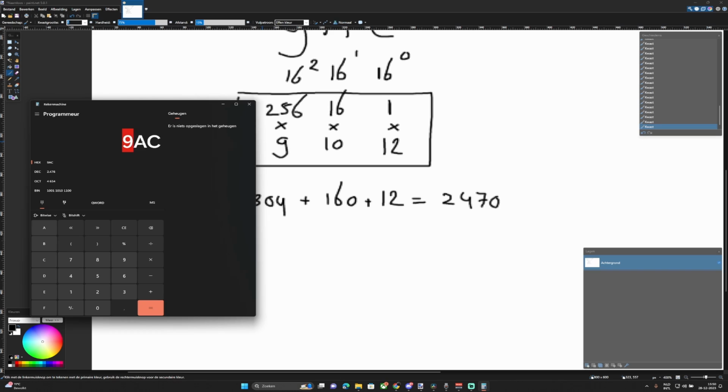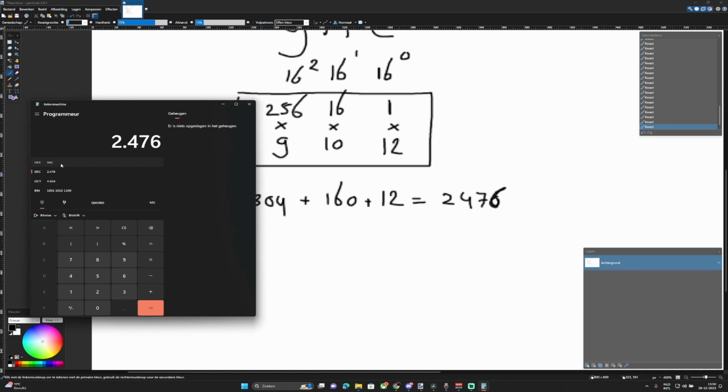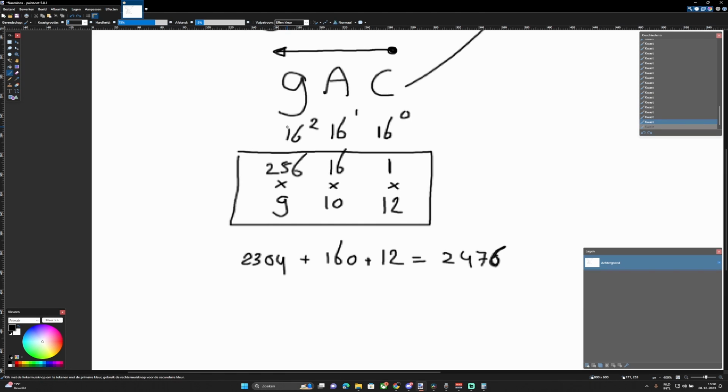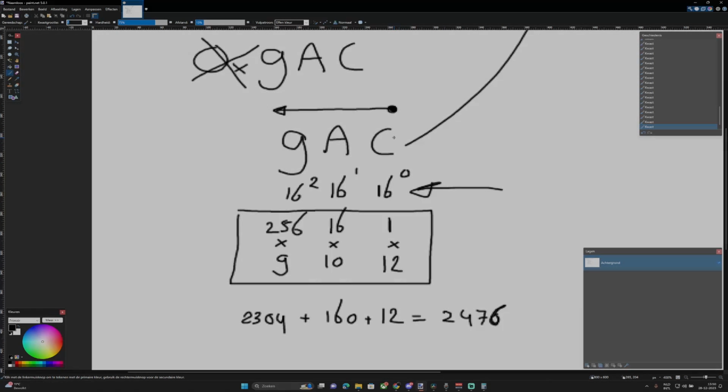Hex 9AC in decimal is 2476. Sorry, this has to be a 6. Okay. So that's pretty much how you can calculate it. It's very simple. You just have to know this rule, and you have to know that we calculate from the right to the left. That's it.